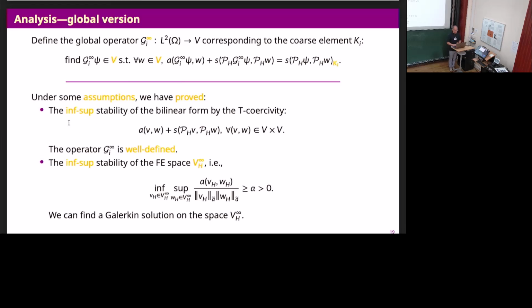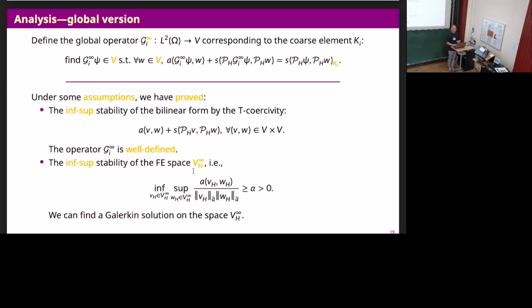And then we can show the inf-sup stability of this linear form using the T-coercivity theory. And again, this gives you the well-posedness of this problem. And then next, for this space, V infinity, this means that we collect all these global functions, and then we form this space. Now, using this space, we can solve the original problem.